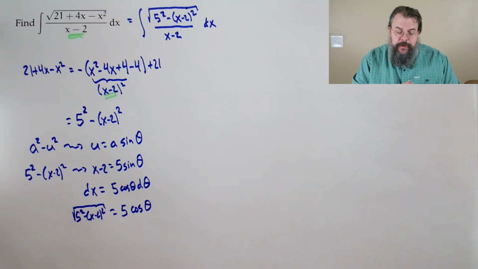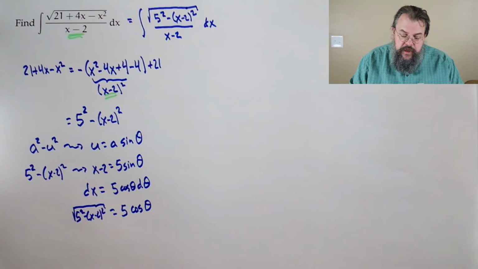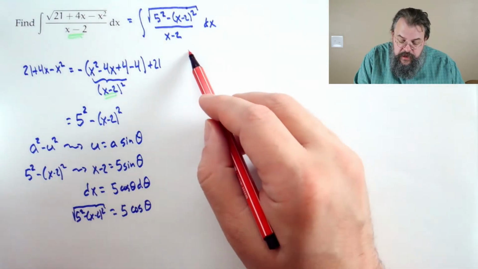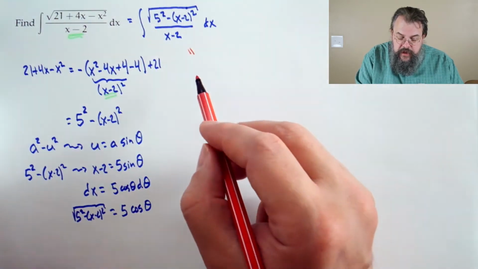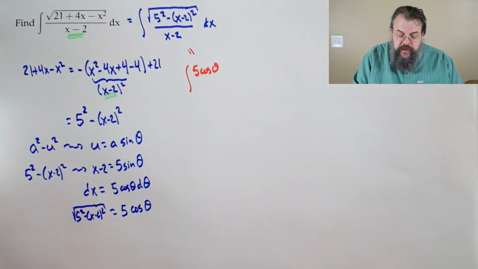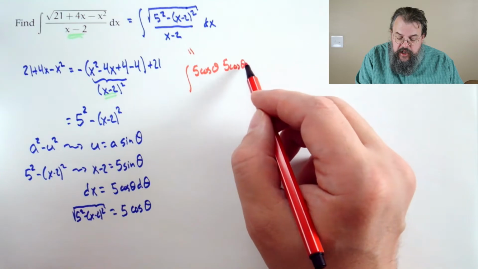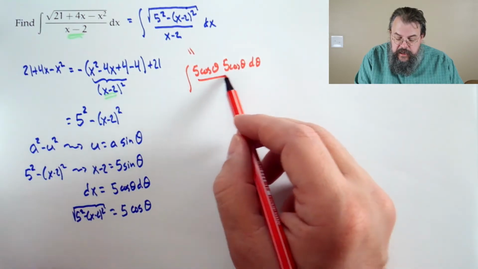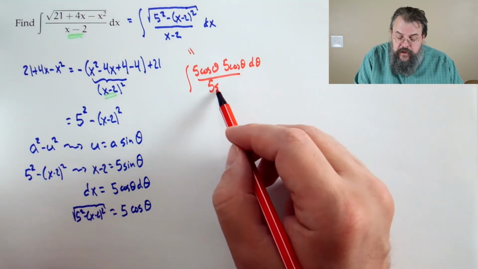Now, what can we do? Well, from here, we can do the following. Let's see what we get. We get this is equal to the top piece here, which is 5 cosine theta. The dx is 5 cosine theta d theta, and the x minus 2 is 5 sine theta.